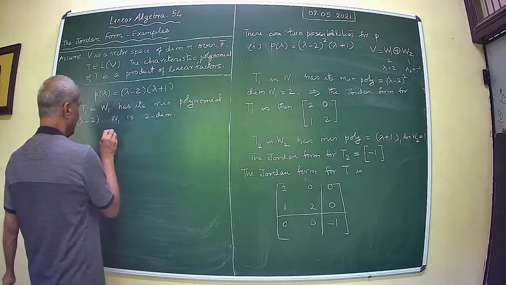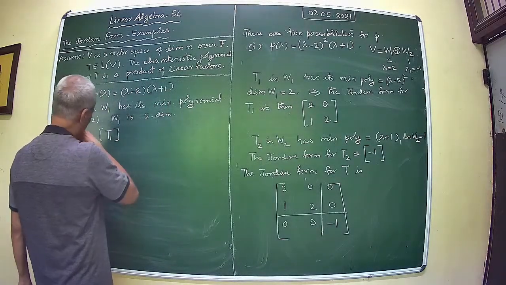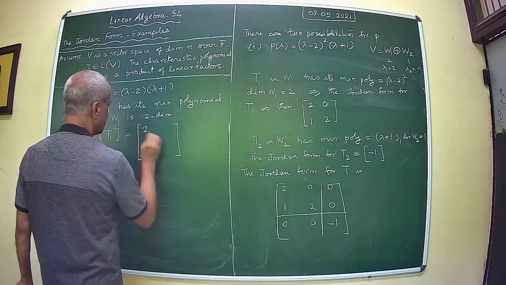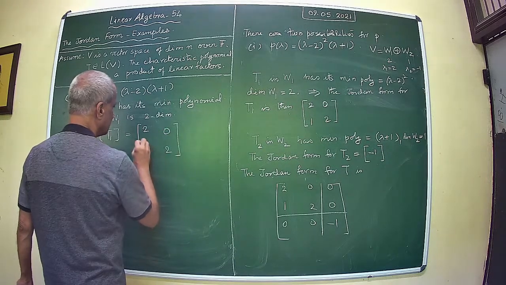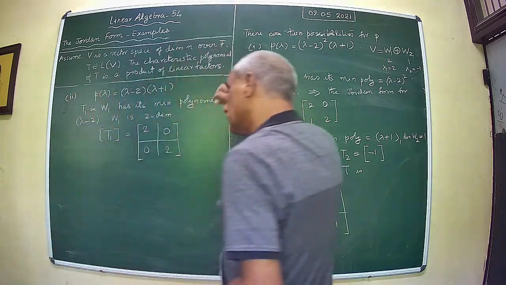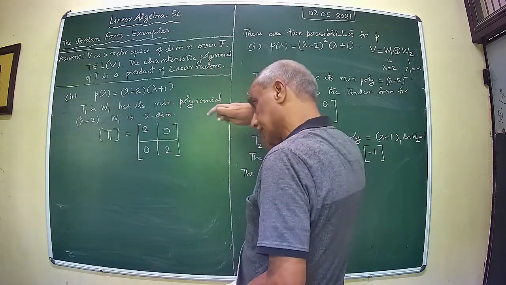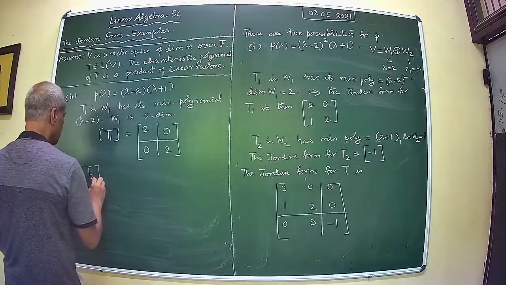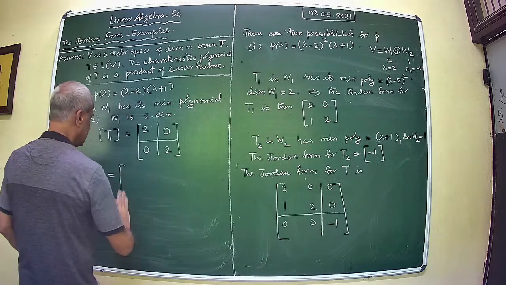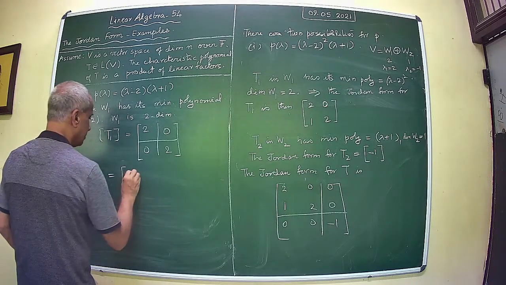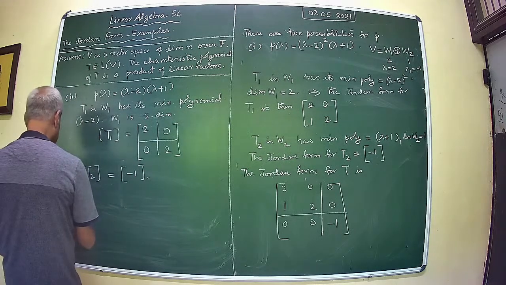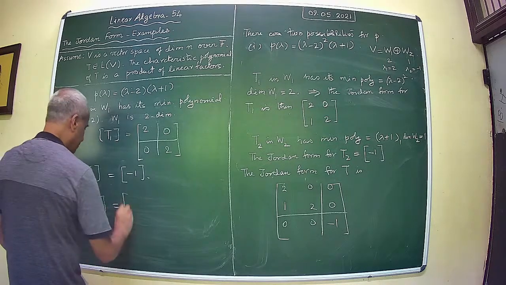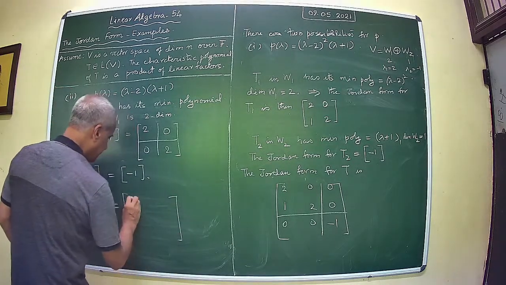Therefore, what you have is T1 into this one. This is a 1 by 1 matrix, this is a 1 by 1 matrix. That is how it breaks up. And T2, of course, is a 1 by 1 matrix, and hence the Jordan form for T is given by 2, 2.